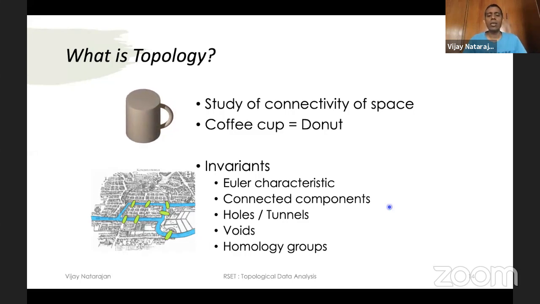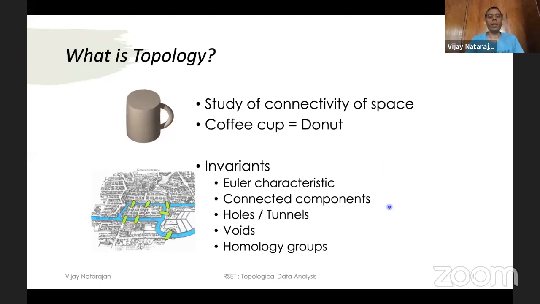So this is an invariant. What does that mean? It means that you take 2 spaces, or to put it very simply, let's start with 2 graphs, which have nodes and arcs. You compute the Euler characteristic for the 2 graphs, and if the Euler characteristics are equal, then you say that the 2 spaces are equal in terms of topology up to Euler characteristic. So this is a very weak notion of topology. There are stronger notions that were studied.